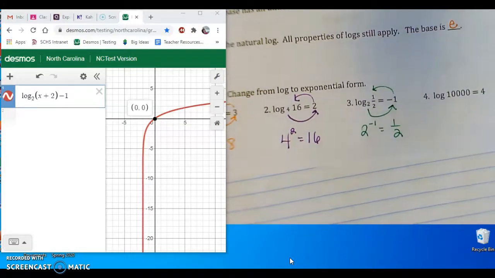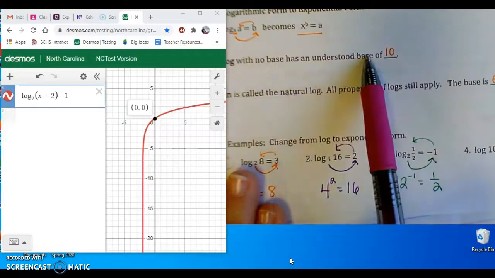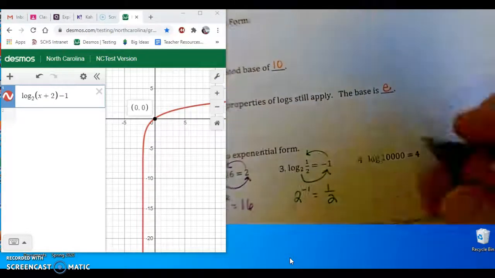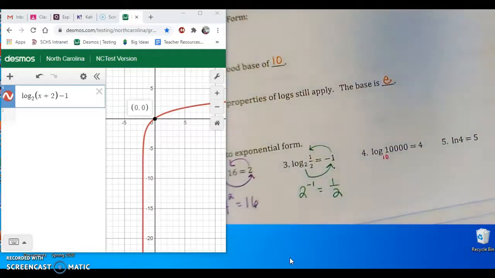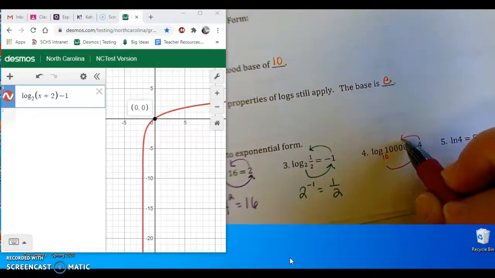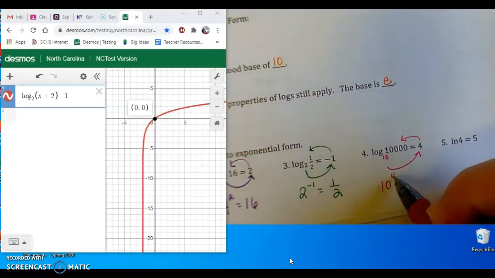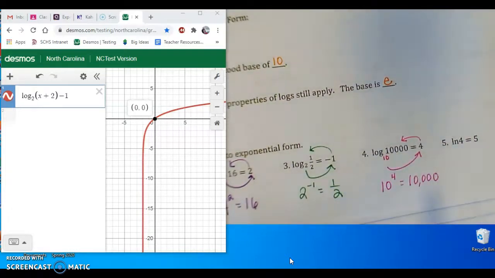All right, number 4. We talked about a log with no base having an understood base of 10. What that means is on this one, there's an understood 10 down here, even though I don't see it. Okay? And so if I want to rewrite that one, I'm going to start with 10. I'm going to go to 4 and then set it equal to 10,000. So 10 to the 4 equals 10,000. The good thing about 10 is that whatever power this is tells you how many zeros there are.